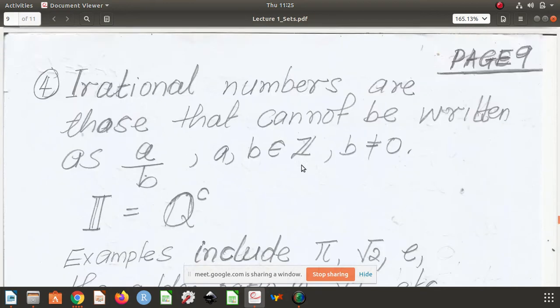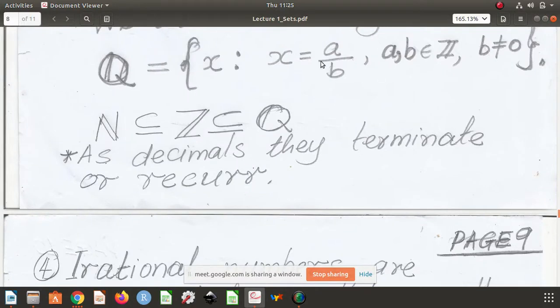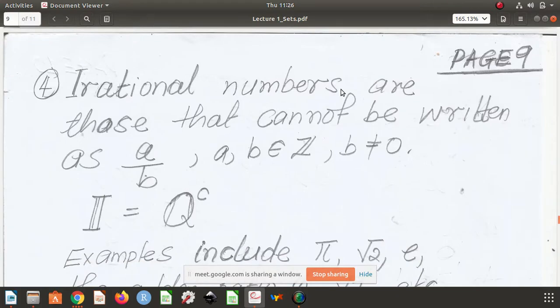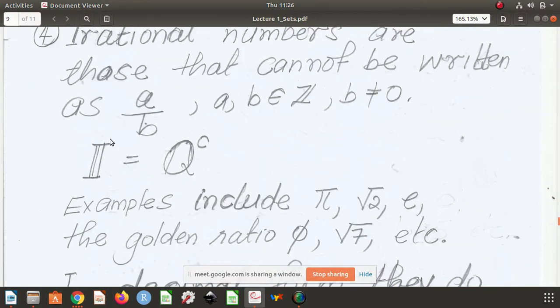So irrational numbers are the opposite of rational numbers. You cannot write them in this form. You cannot write them as a quotient of two integers. It's not possible. There doesn't seem to be any universal way of writing the irrational numbers, but we shall use this symbol, this fancy looking I, to represent the irrational numbers. So the irrational numbers do not have any numbers in common with the rational numbers.